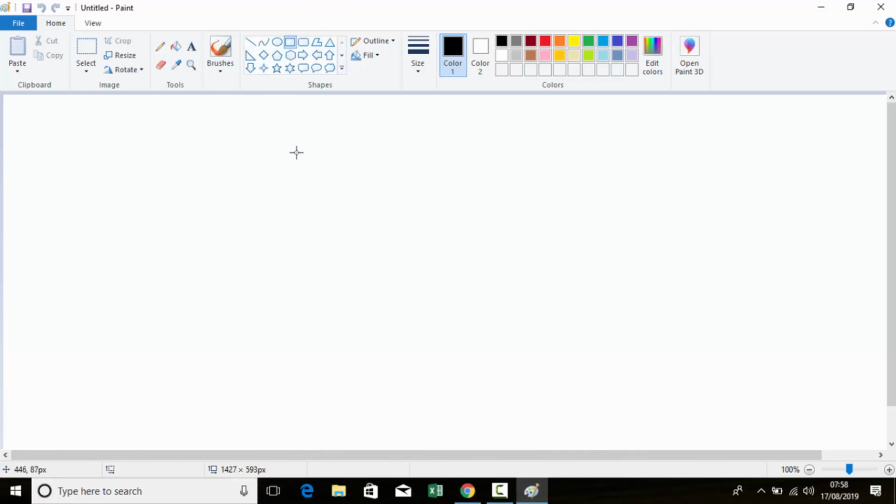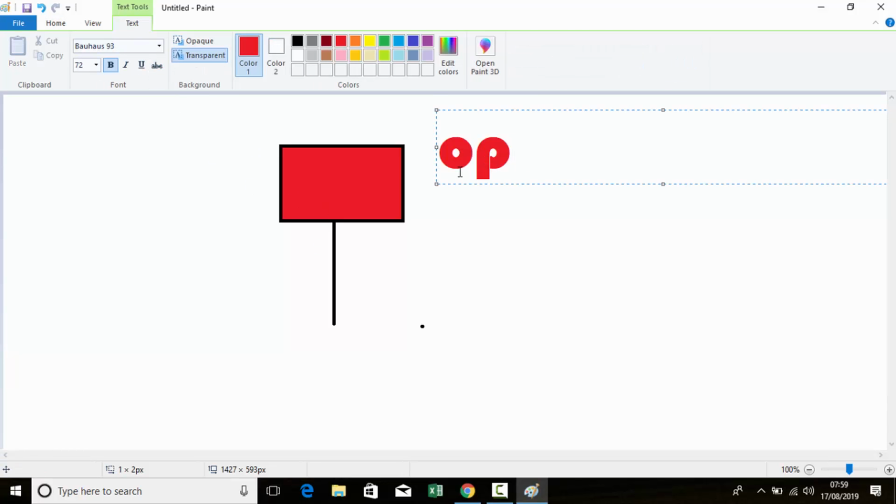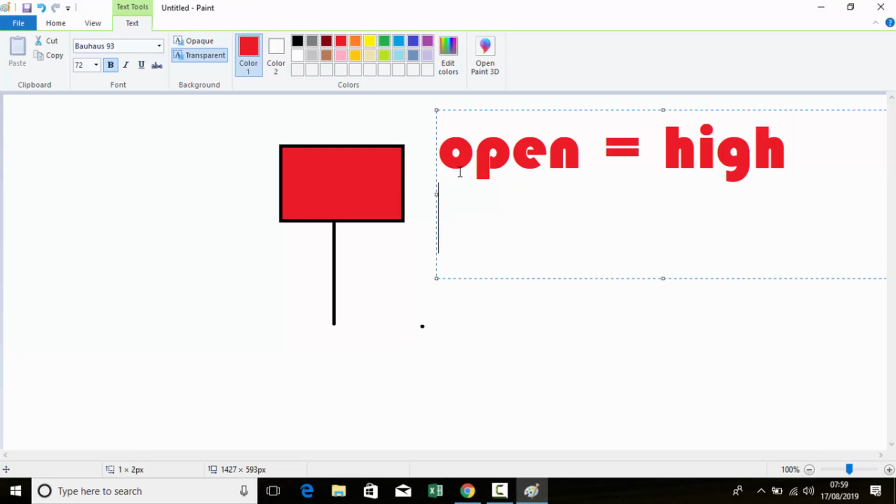So, I want a pattern like this. So, first, the condition is open equal to high. That is the first condition.